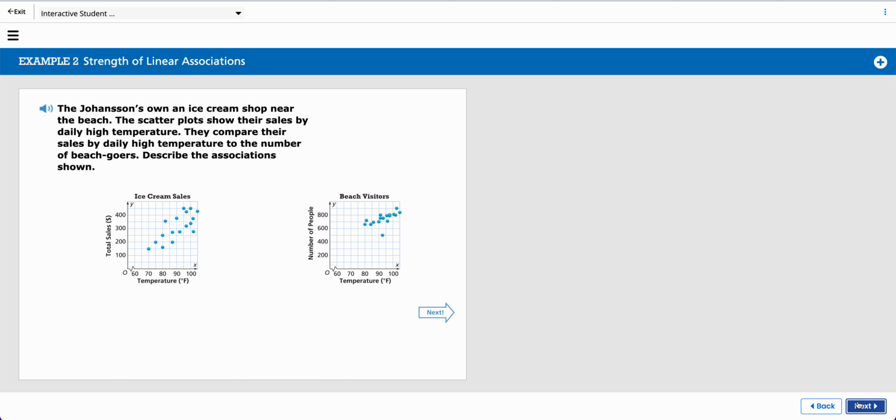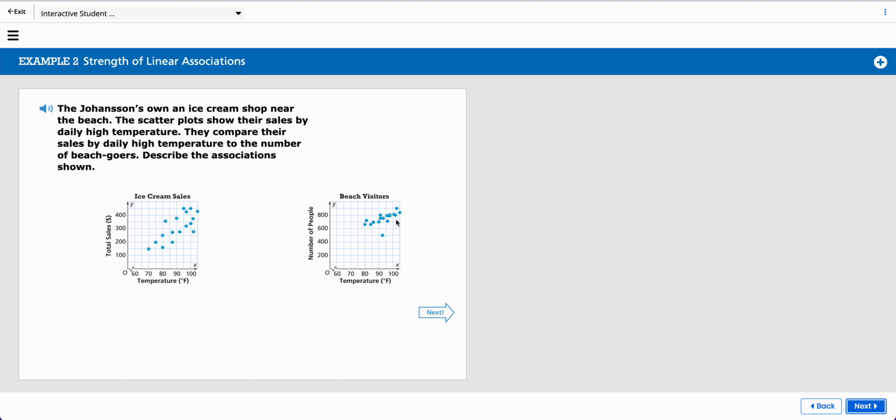The Johansons own an ice cream shop near the beach. The scatter plots show their sales by daily high temperatures. They compare their sales by daily high temperature to the number of beachgoers. Describe the association shown. So as temperature goes up, what happens to the sales of ice cream? Goes down. Or up. As temperature goes up, sales of ice cream go up. The hotter it gets, the more people buy an ice cream. Okay? What about as temperature increases, what happens to the number of people on the beach?